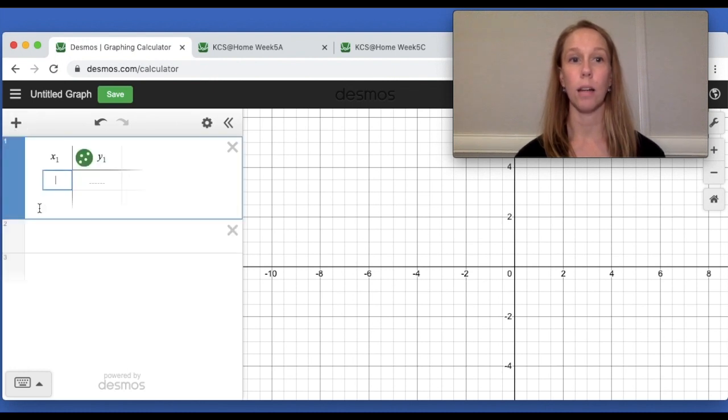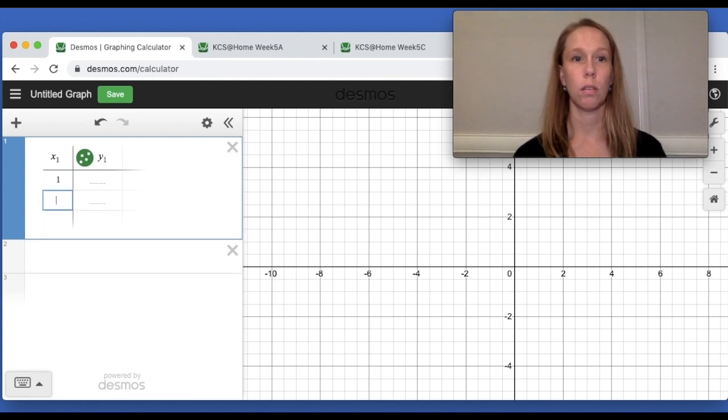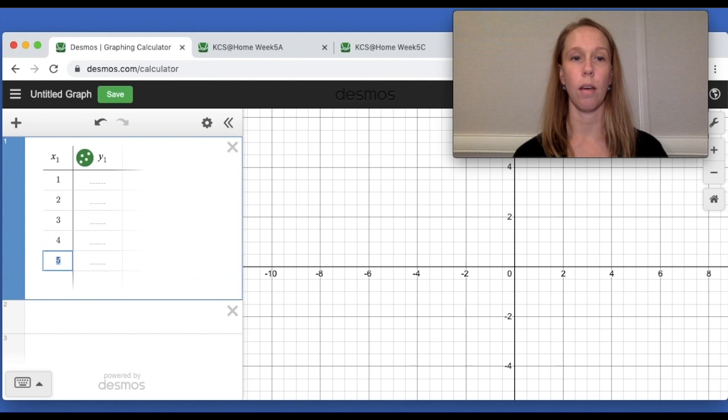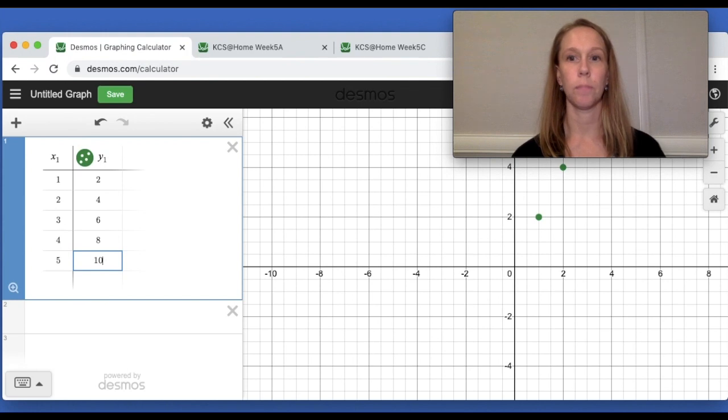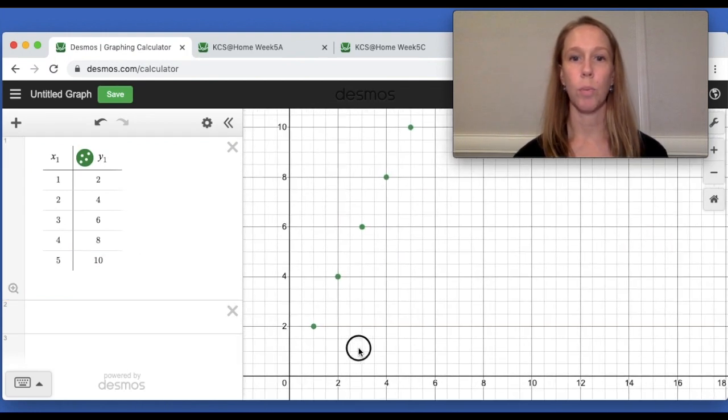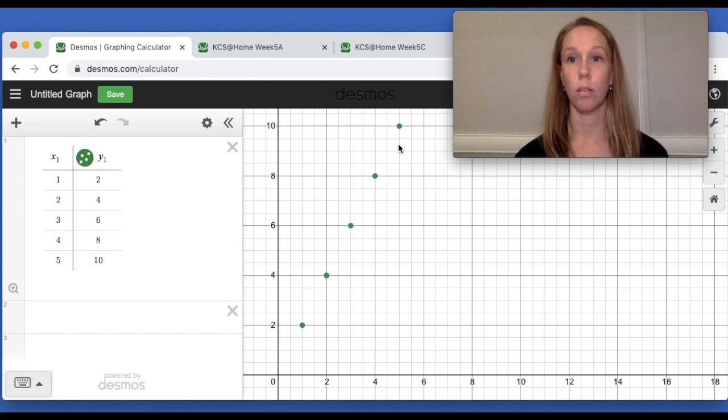I might want to add a table. So if I want to use the function from our vocabulary example, I could put in 1, 2, and I'm just entering each time. And then my y values were doubled: 2, 4, 6, 8, 10. And you might have seen on the graph now that those points are plotted on the graph.